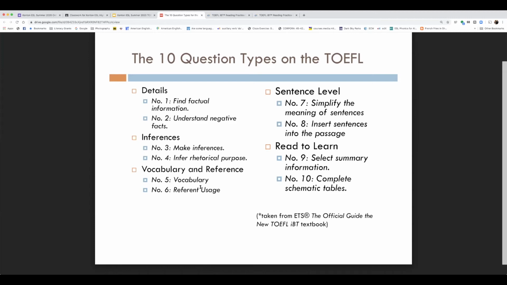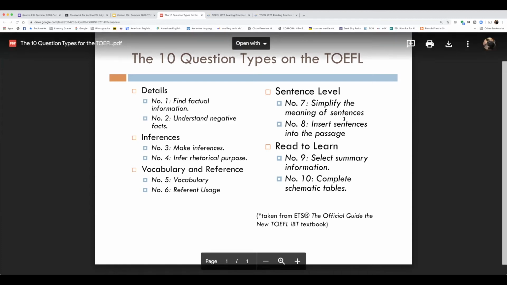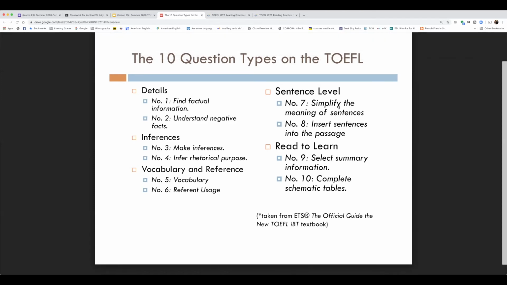When they say he, who is he in this sentence, or who is she? Okay, and then question types 7 and 8 are called sentence level questions. Now, the sentence level questions are pretty difficult because you have to take the sentence and try to say it in a different way. So question type 7 is what we call simplifying the meaning of the sentence. And then number 8 is called the insert sentence topic.